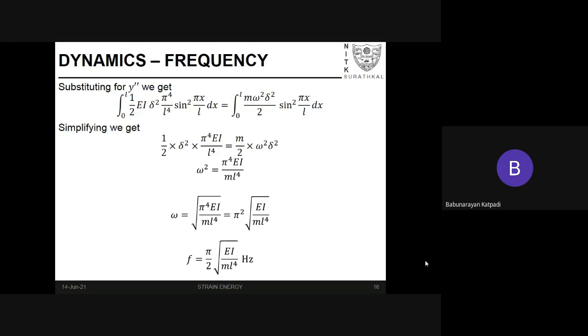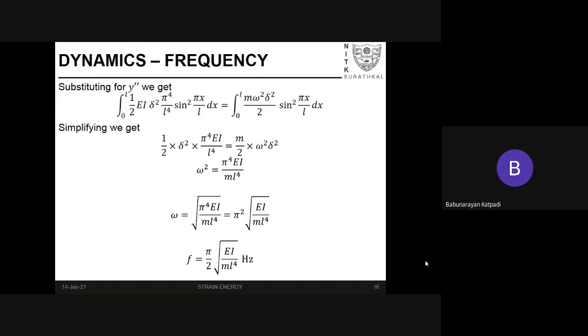I get omega squared, where omega is called the circular frequency. The circular frequency I get as pi squared under root of EI by m L to the power of 4. And we know omega is 2 pi into f. If I divide this by 2 pi, I get f in hertz, cycles per second, as opposed to radians per second. And 1 over f is the time period. Straight away, I get the frequencies from the energy method.